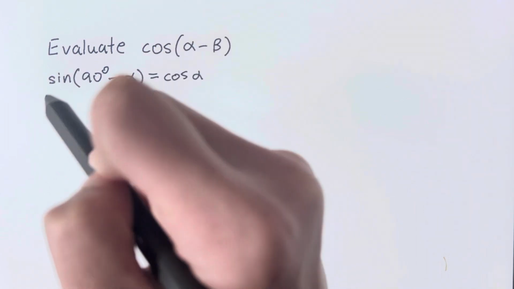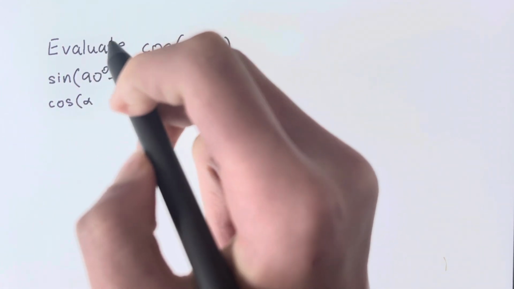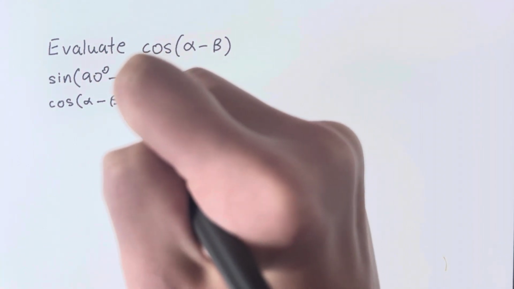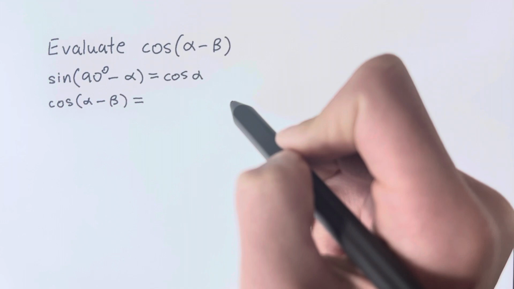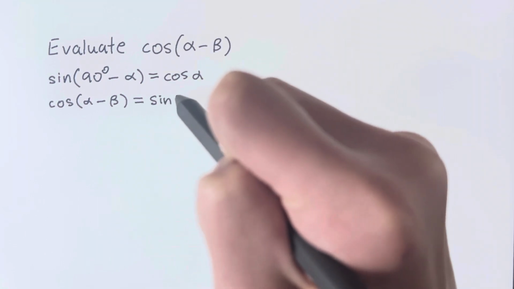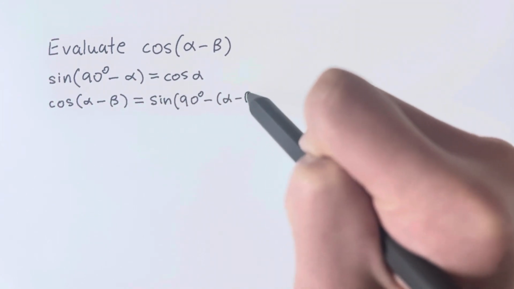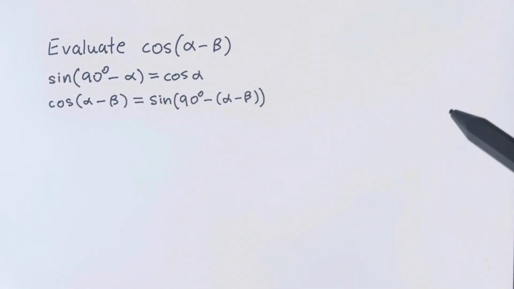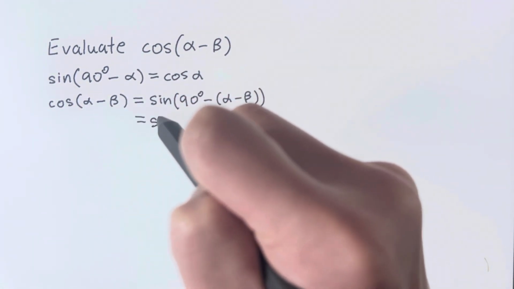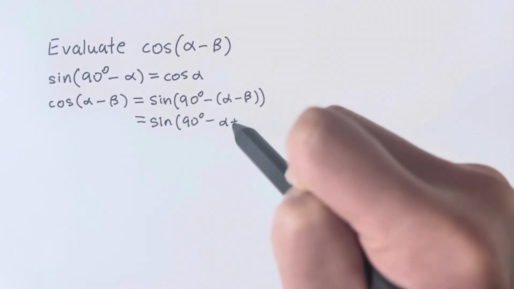the cosine of alpha minus beta equals to the sine of 90 degrees minus alpha minus beta. And this will just equal to the sine of 90 degrees minus alpha plus beta.